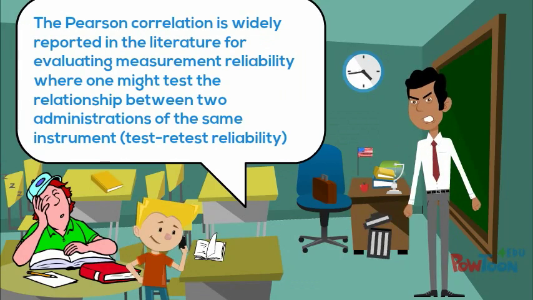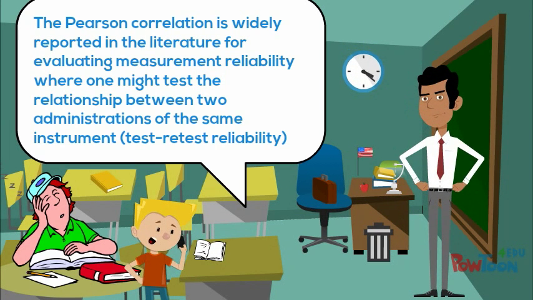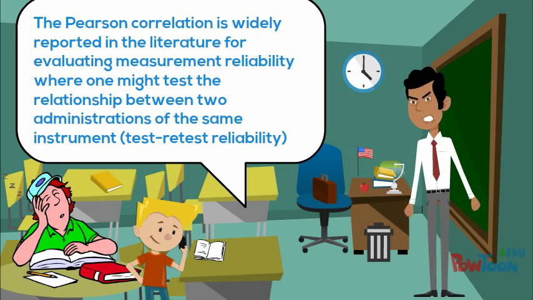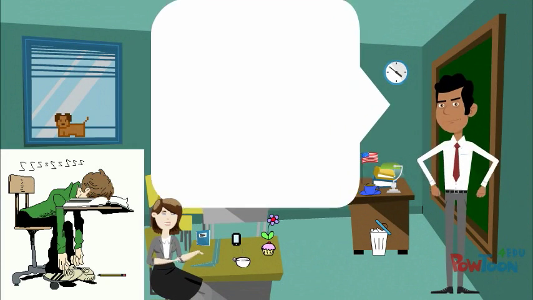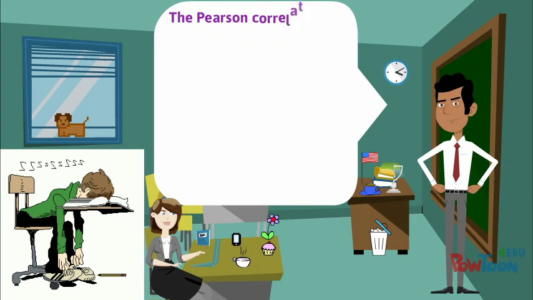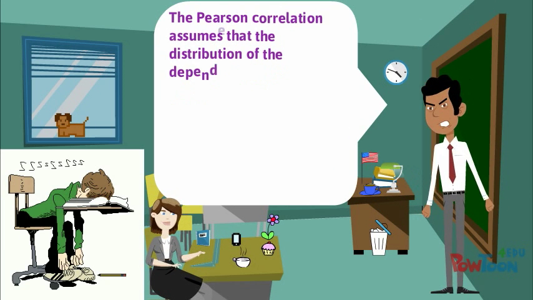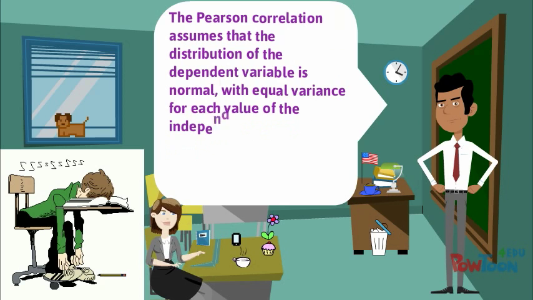The Pearson correlation is widely reported in the literature for evaluating measurement reliability, when one might test the relationship between two administrations of the same instrument: test-retest reliability. The Pearson correlation assumes that the distribution of the dependent variable is normal, with equal variance for each value of the independent variable, and assumes that the independent variable is also normally distributed.